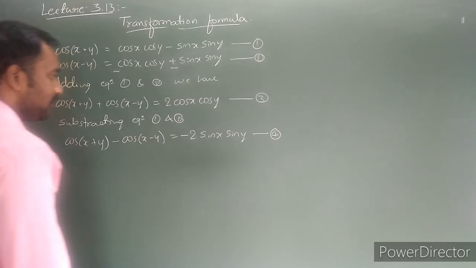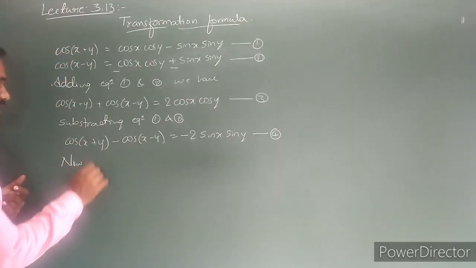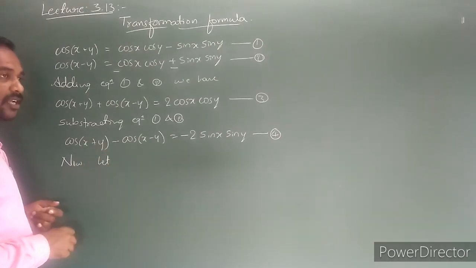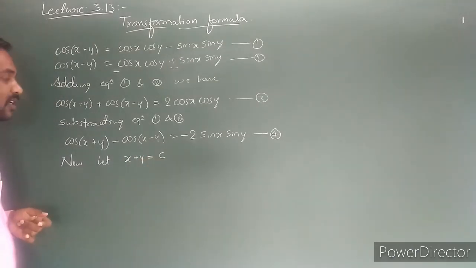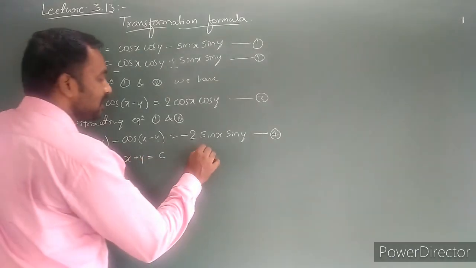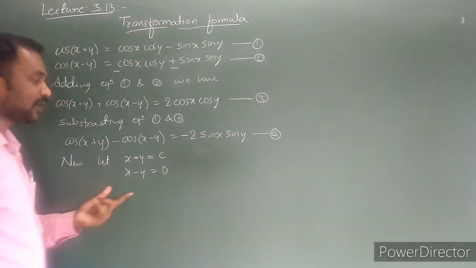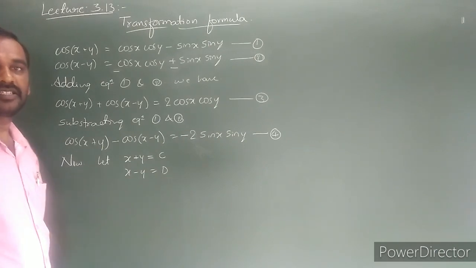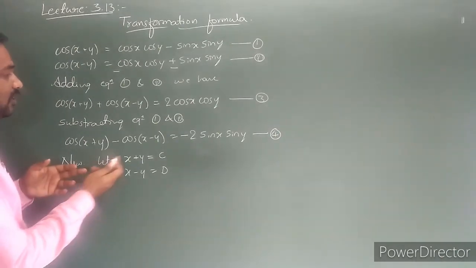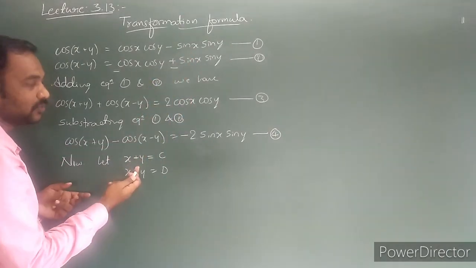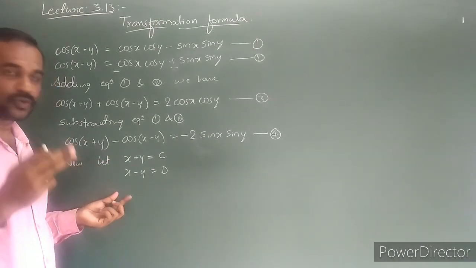Is that clear? Now let's change the name of the angles. Let x plus y equal C and x minus y equal D. After that, I want to get the right-hand side in terms of C and D. What is the x value and what is the y value? These are linear equations involving two variables.